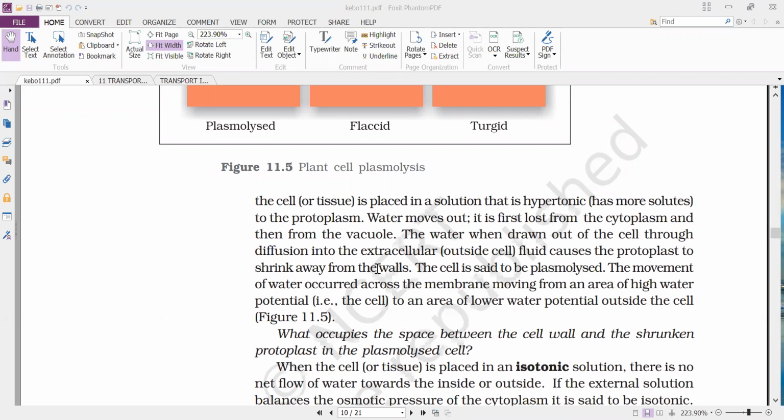Here, all this phenomenon is based upon osmosis only, because of the difference in the concentration of the cytoplasm and the external environment. As the external environment has higher concentration than the cytoplasm or protoplasm of the cell, what happens? The water will move out of the cell, from higher water potential to the low region of external solution where water potential is low. So it is following the phenomenon of osmosis.